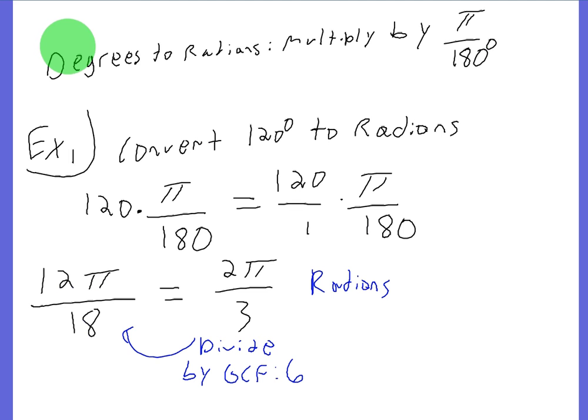Let's do another example. All right, let's do 120 degrees. Well, if you multiply that by pi over 180, you'll cross cancel the 120 and the 180. Biggest number that goes into both of those is 60. Okay, so I can jump straight down. 120 over 60 is 2 pi. 180 over 60 is 3. Answer is 2 pi over 3. Okay, another way to do it, divide by 10 and then divide by 6. Same thing as dividing by 60. Final answer, 120 degrees is the same as 2 pi over 3 radians.